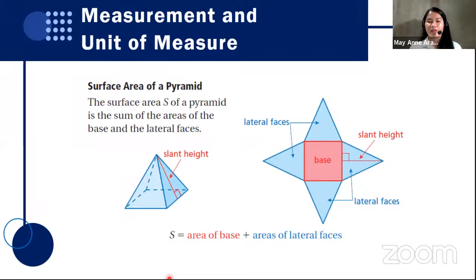Next, we have the surface area of a pyramid. We don't have a general formula for this. It's just the area of the base plus the areas of the lateral faces. For the pyramid, we have the area of the triangle, 1/2 base times height. And just add all the areas of these lateral faces and then the area of the base, kasi iba-iba yung base nun.